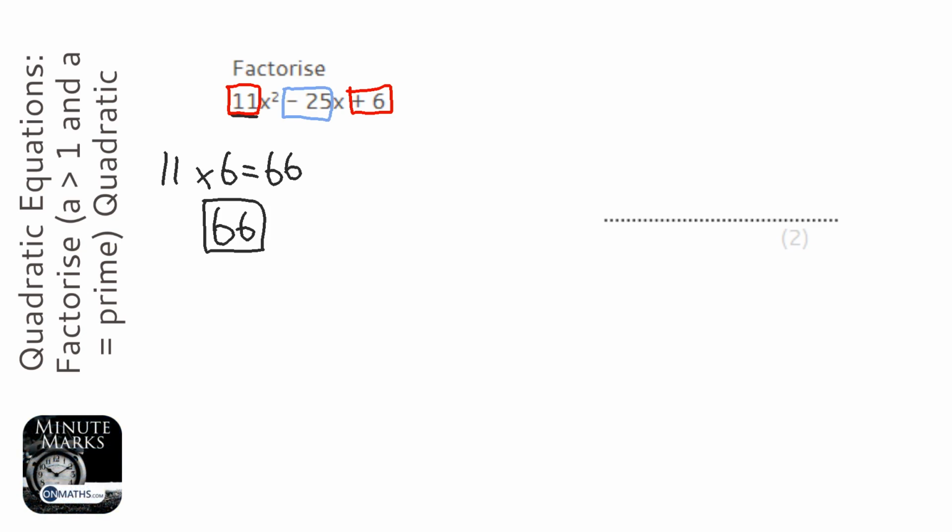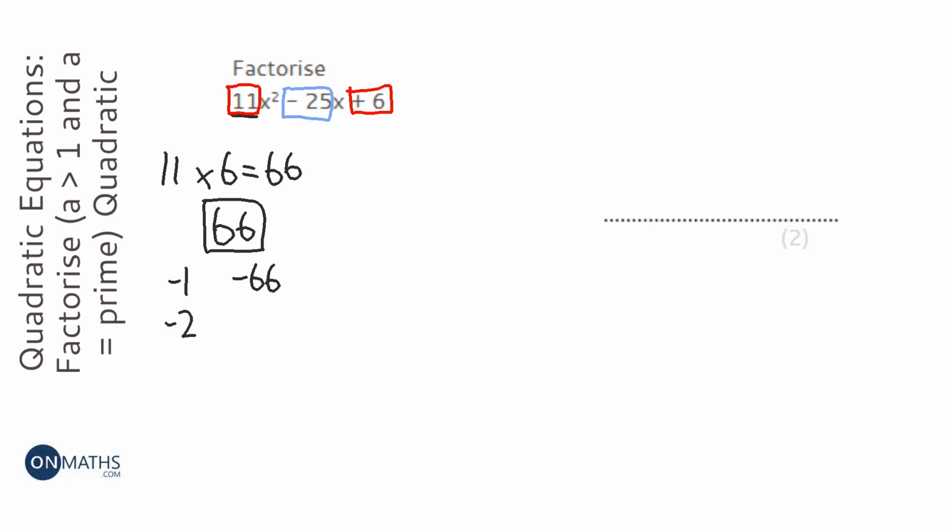So we know they're both going to be negative, otherwise they can't add together to make a negative and multiply together to make a positive. So let's have a think, minus 1 and minus 66. Well, that's not going to add together to make minus 25, so not that one. Minus 2 and minus 33. We're getting closer, but we're still quite far off.